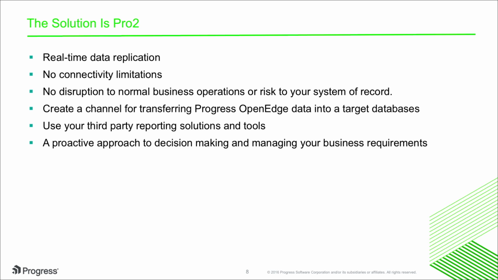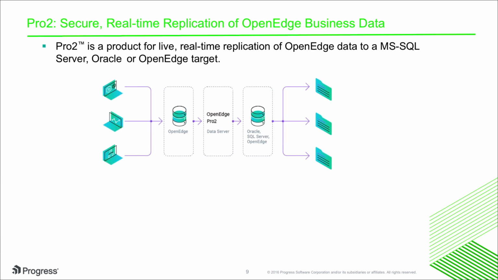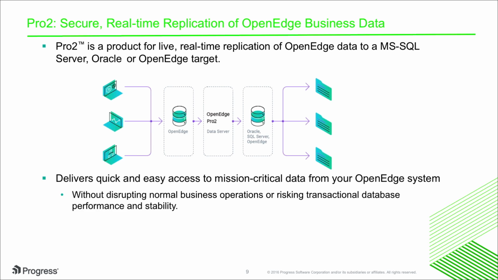And because the data is always up to date, the information provided in your reporting solution will be timely and relevant, allowing your business to make better business decisions. As this infographic recaps, Pro2 provides a real-time replication service from an OpenEdge database to a Microsoft SQL Server, Oracle, or even another OpenEdge database target. And all of this is done without risk or negative effect on your source systems.